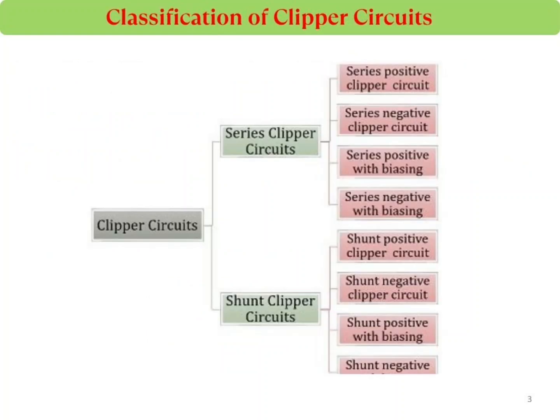And then we are going to discuss about classification of clipper circuit. The clippers are basically classified into two types. First one is a series clipper circuit and shunt clipper circuit. A series clipper circuit is also classified into four types: series positive clipper circuit, series negative clipper circuit, series positive with biasing, series negative with biasing. A shunt clipper circuit is also classified into four types: shunt positive clipper circuit, shunt negative clipper circuit, shunt positive with biasing, shunt negative with biasing.